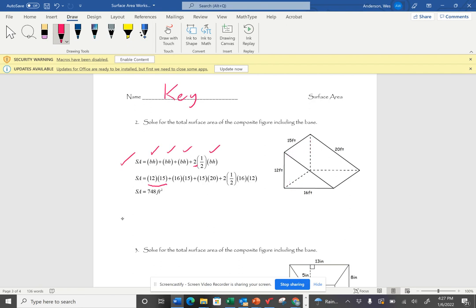You have this other rectangle here, a 16 by 15, which you get from here. See, this 15 will be the same measurement here, which makes this bottom rectangle a 16 by 15. And then our last rectangle here is a 15 by 20. So that'll be the ramp part of this triangular prism. There's your 15 by 20. Okay. The last part of it is our two triangles, our 2 times 1/2 base times height, which is a 12 by 16. Plug all that in, you're going to get 748 feet squared.